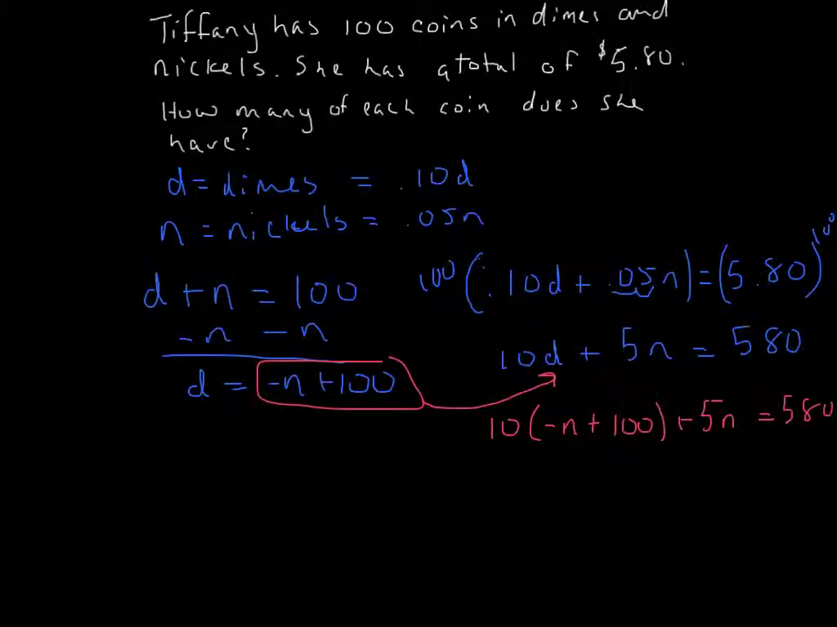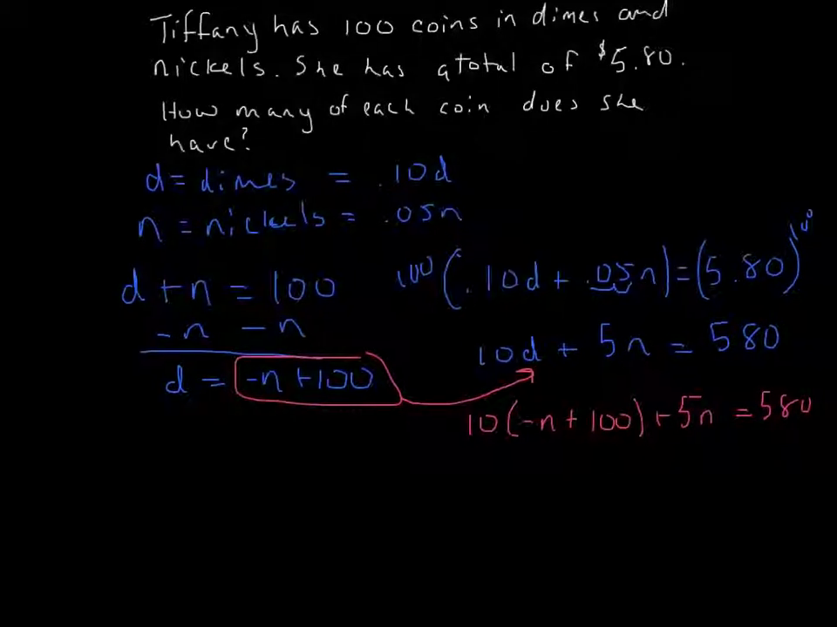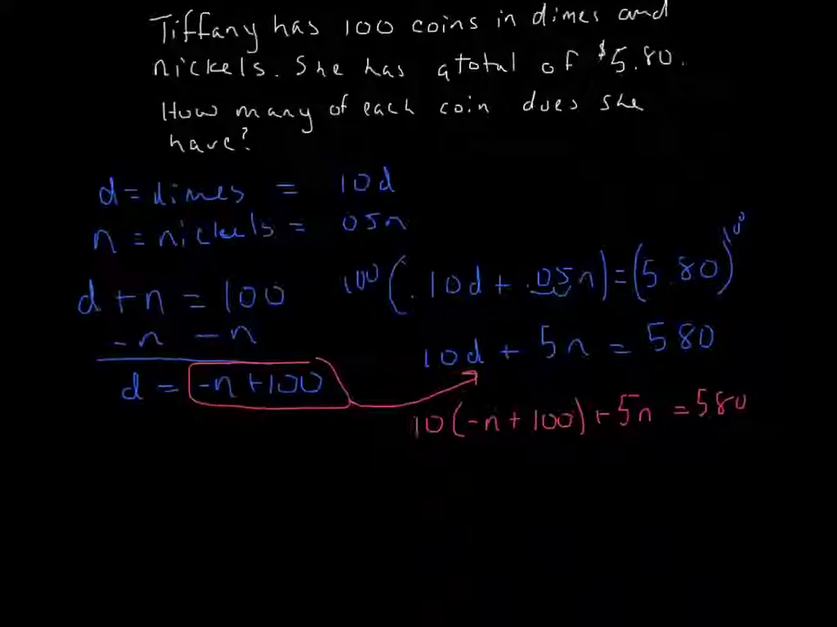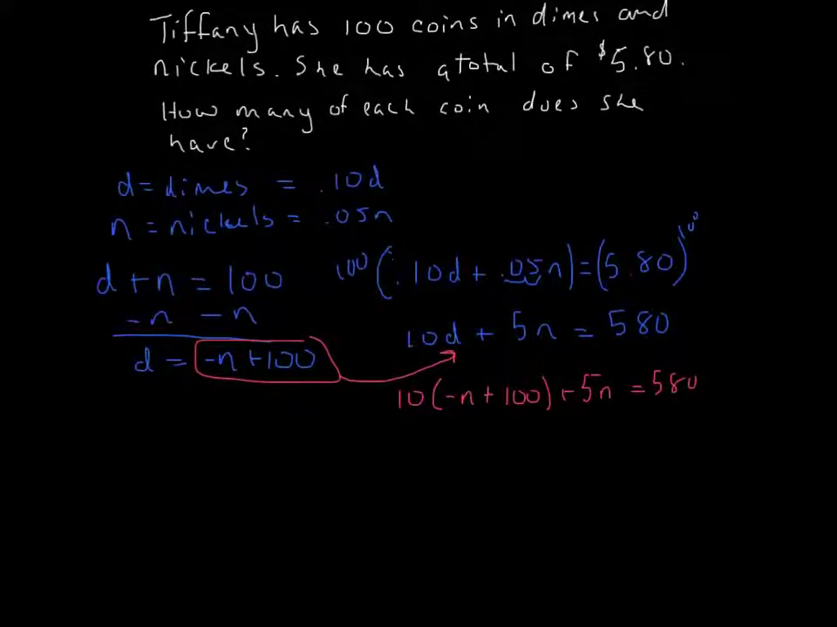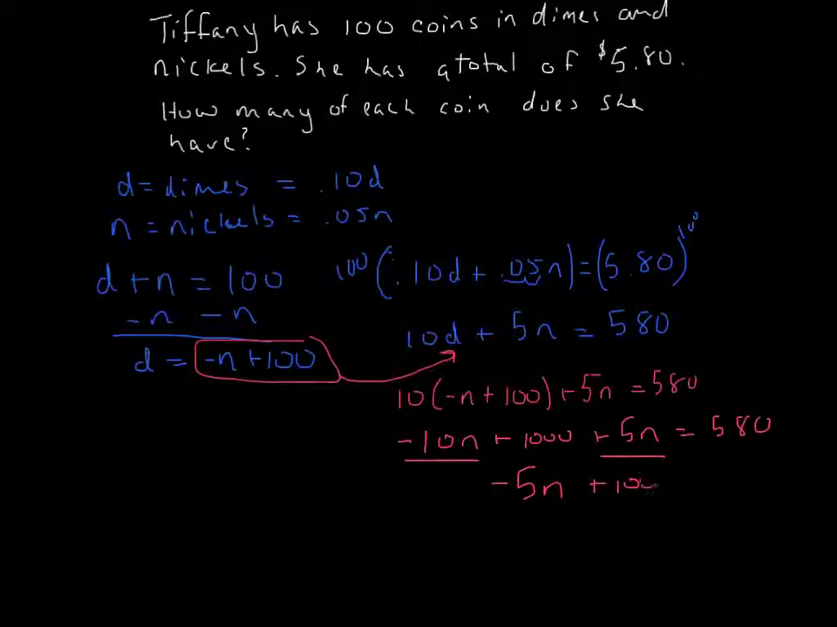Oh, I'm going to run out of some space here. Let me shrink this down just a little bit. Oh, apparently I did this in 2 different parts. Okay, so here we go. Now we distribute. So we got negative 10N plus 1,000 plus 5N equals 580. Then we combine like terms. So negative 10N and 5N, that's going to give us negative 5N plus 1,000 equals 580.